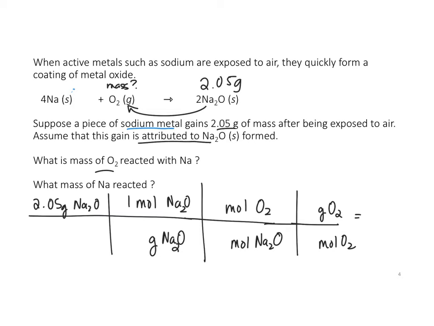Now, this is molar mass, so gram per mole. Gram of sodium oxide for 1 mole of sodium oxide. We get that molar mass from the periodic table. So sodium is 23. There's 2 of them plus 16. So we have 62.00 grams of sodium oxide for 1 mole.